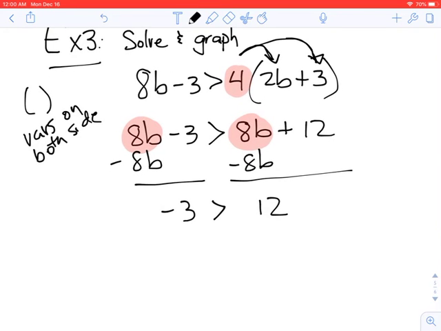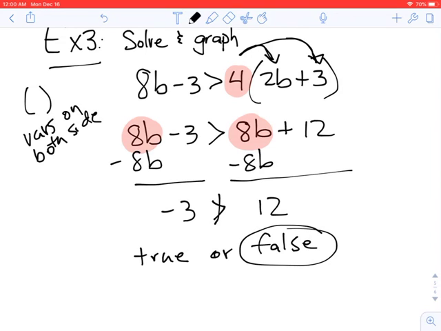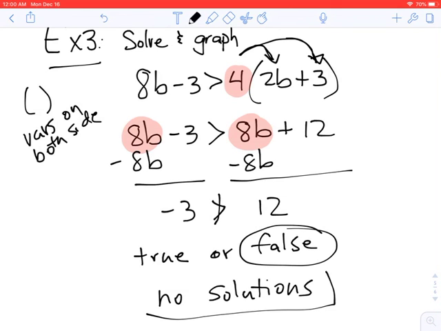And then we have to read this and ask ourselves, do we have a true statement or do we have a false statement in this case because the variables completely disappeared? In this case, -3 is not greater than -12, so we have a false statement. So there are no solutions to this problem. So we don't even need to create a graph.